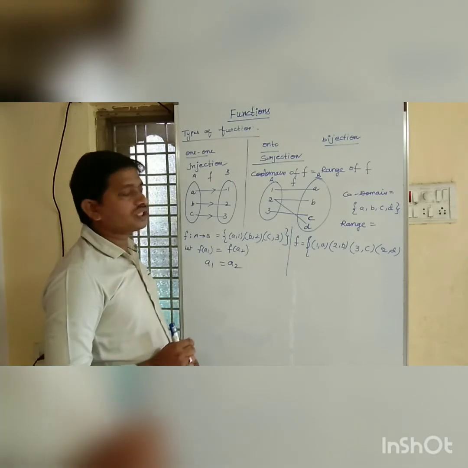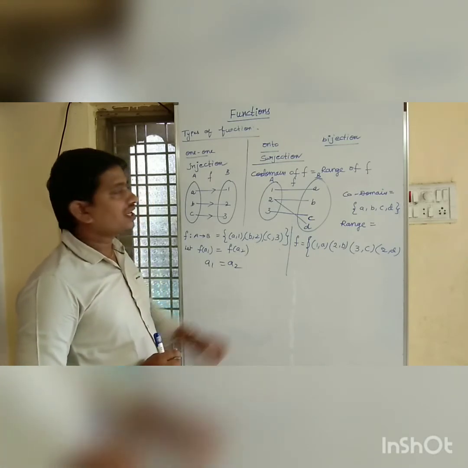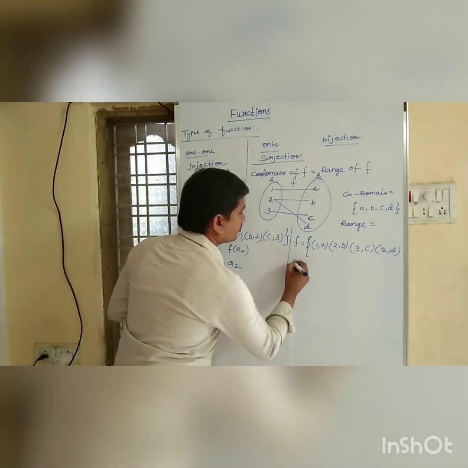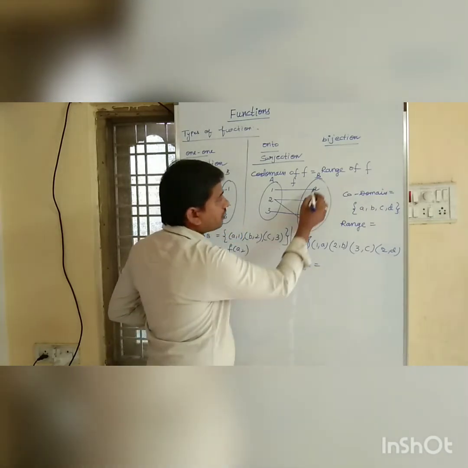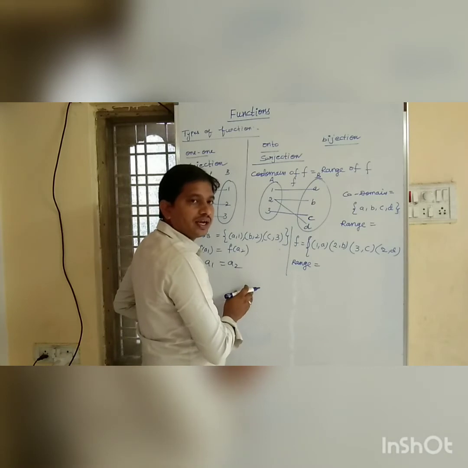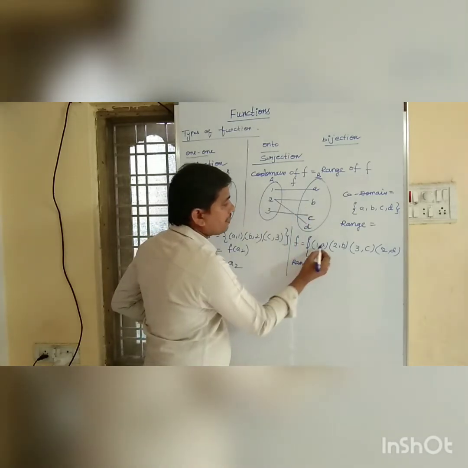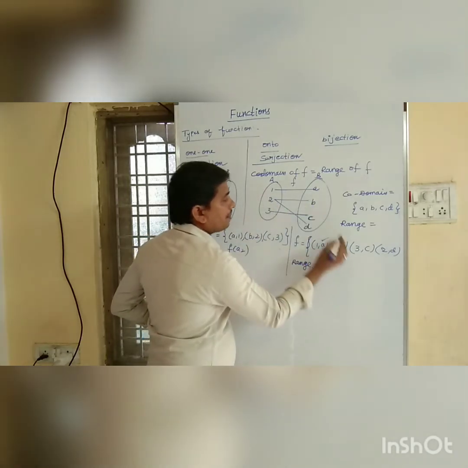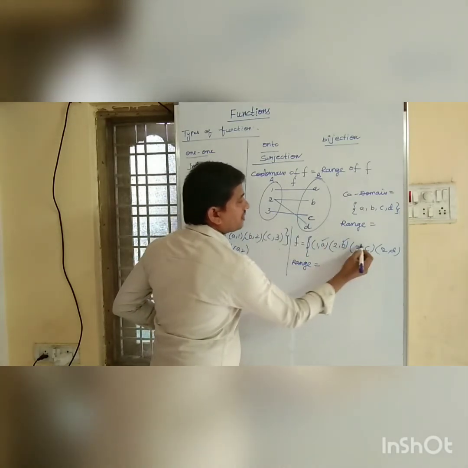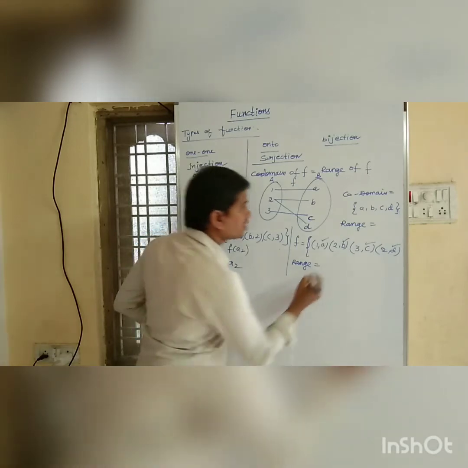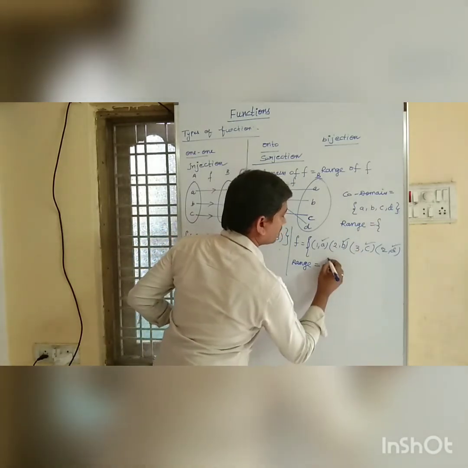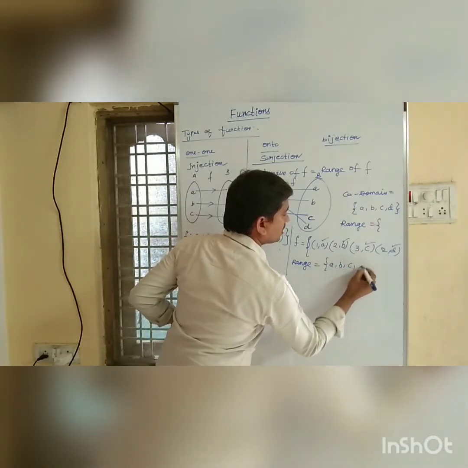Actually, what is the range here? Here range is equal to the images of A. I mean, 1 is mapping with a, 2 is mapping with b, 3 is mapping with c, and 2 is also mapping with d. Here range is equal to what? Range is also a, b, c, d.